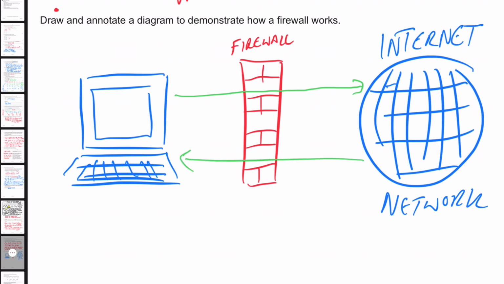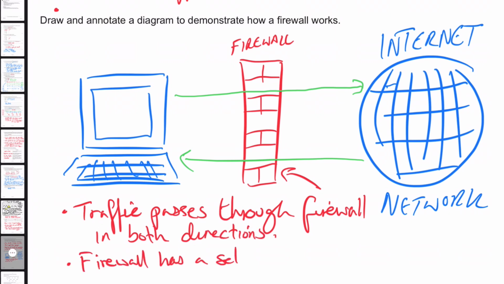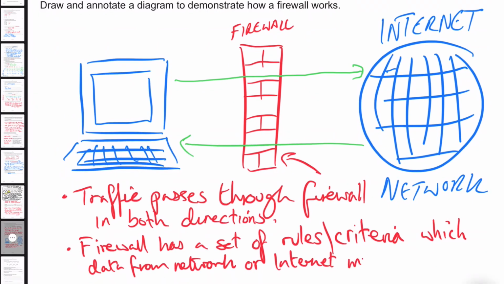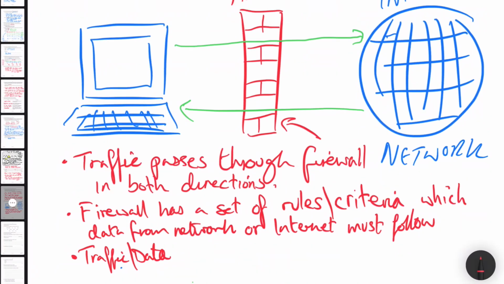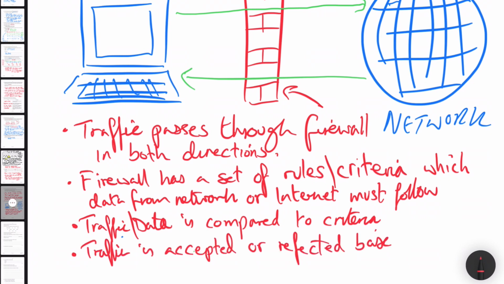So how does this work? Traffic passes both ways. Let me write some notes. Traffic passes through firewall in both directions. Firewall has a set of rules, criteria, protocols, which data from the network or internet must follow. Traffic is compared to criteria. Traffic is accepted or rejected based on criteria.